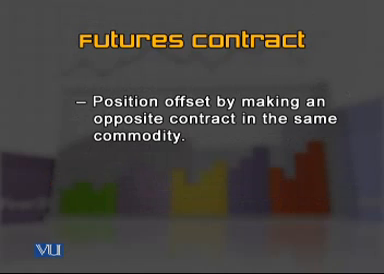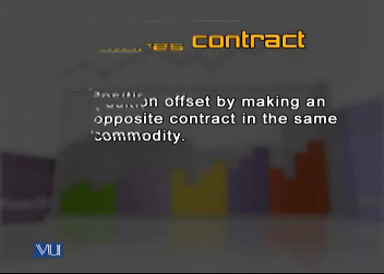Positions are offset by making an opposite contract in the same commodity. You bought and you'll then sell. You sold and then you'll cover. You'll offset the trade, and then only will the contract be completed.